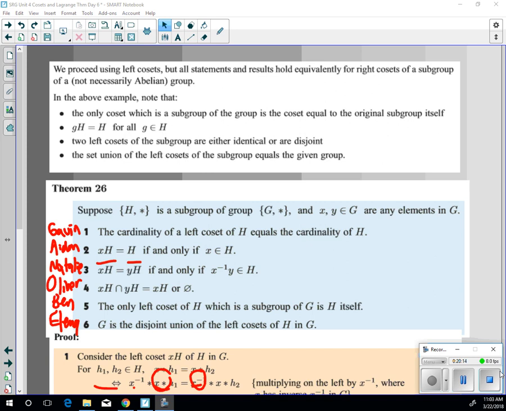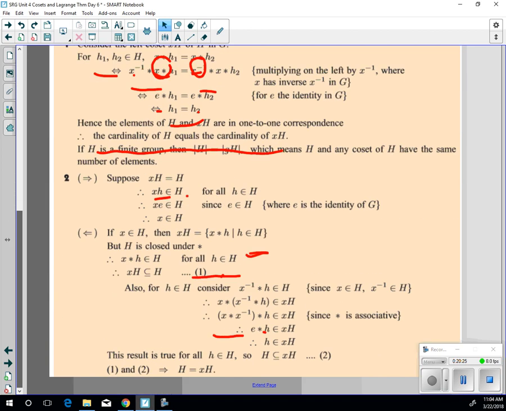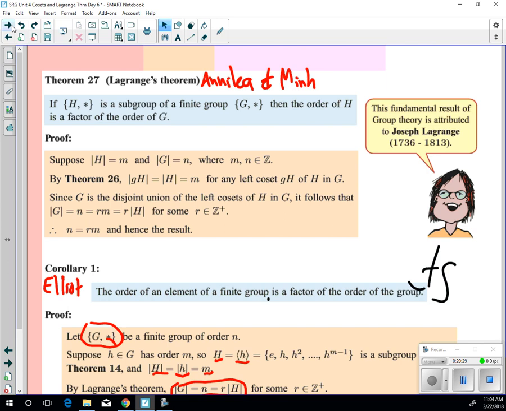For this one, if you take the union of all of the left cosets of H, you just get G, since H is a subgroup of G and the identity of G is an element of H. So you have H is a subgroup of finite group G, and then the order of H is a factor of the order of G. Basically, the equation is n equals Rm.